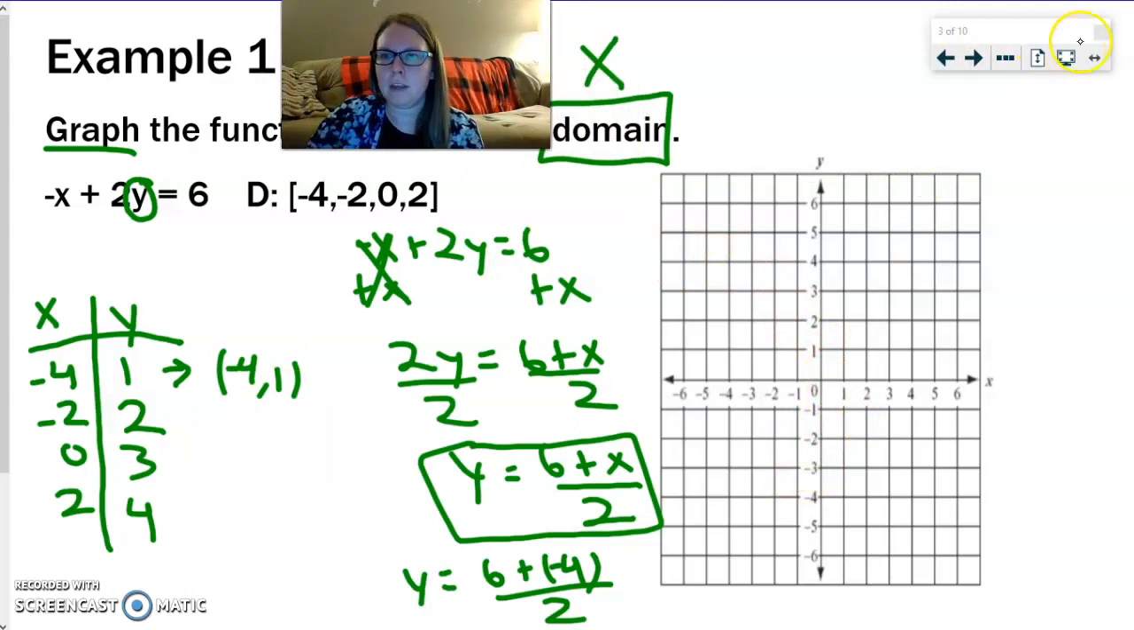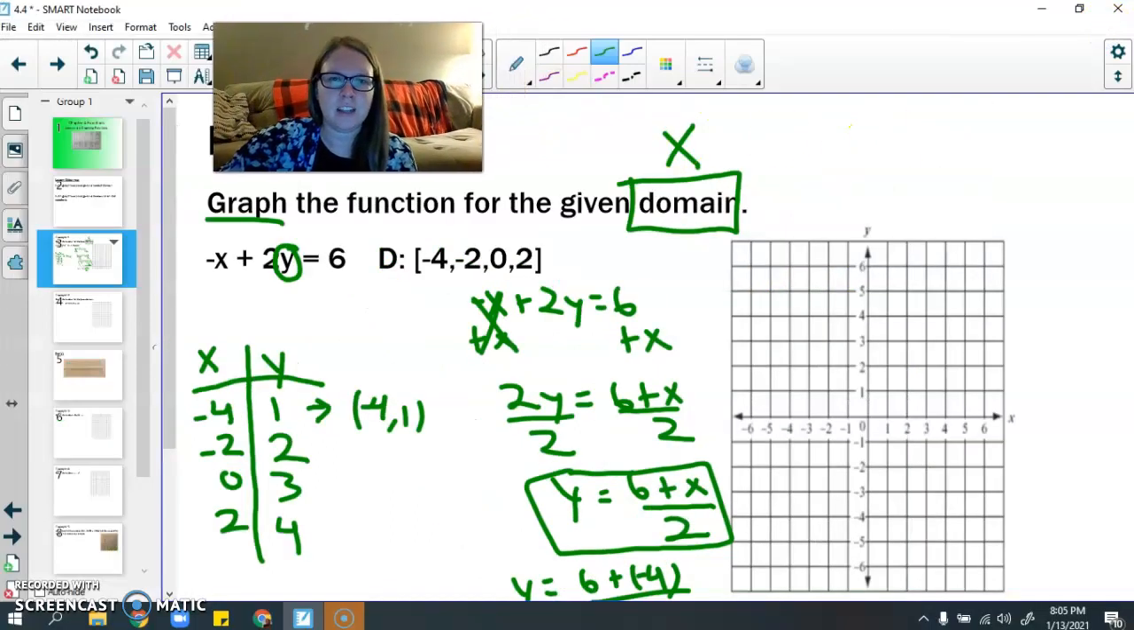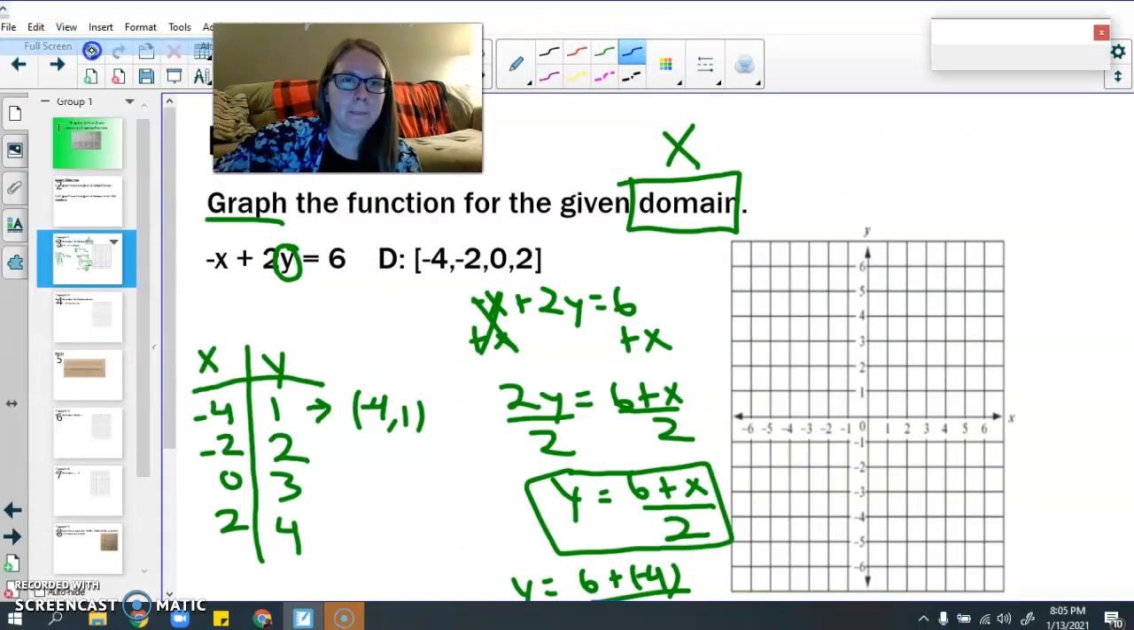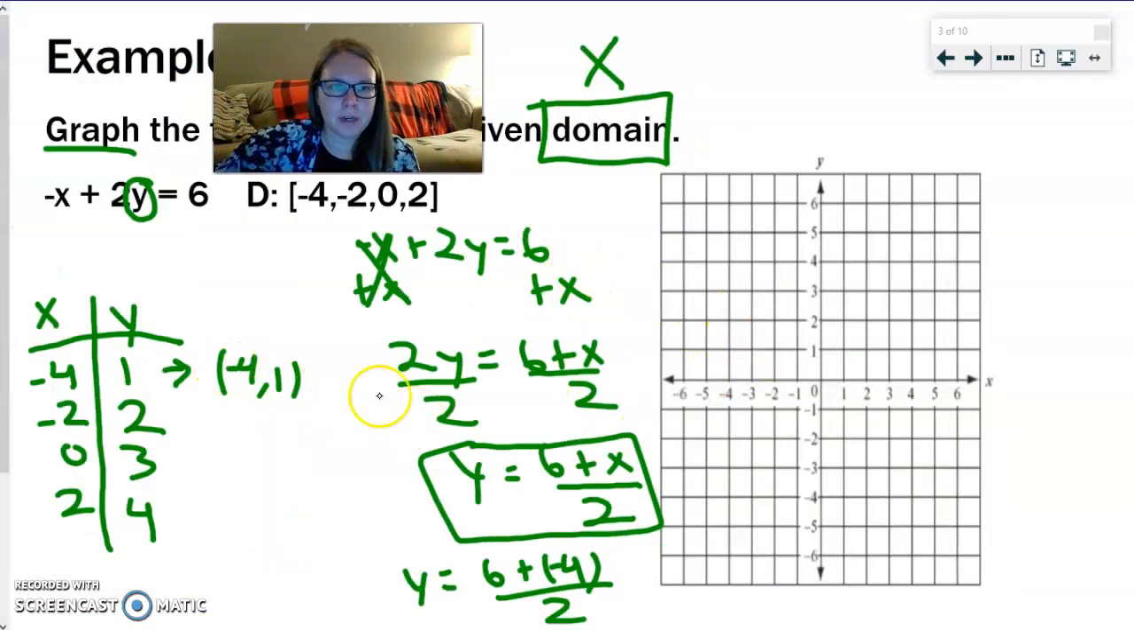So when I go over here, and I think I'm going to actually get a different color. Let's go for blue. I'm going to plot the point negative 4, 1. So I'm going to go over to negative 4 and up 1. I'm going to plot negative 2, 2. I'm going to plot 0, 3. And I'm going to plot 2, 4.